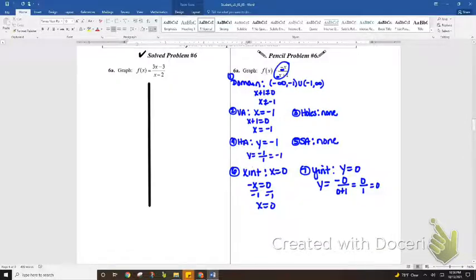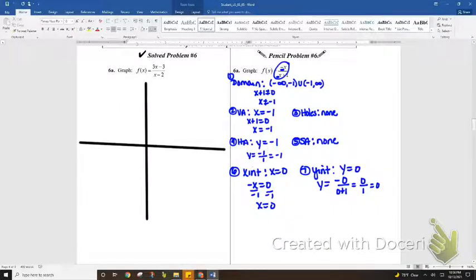pieces. Try that again. I can draw a straighter line than that. Well, trying to make it a little more level. Alright, that's better.